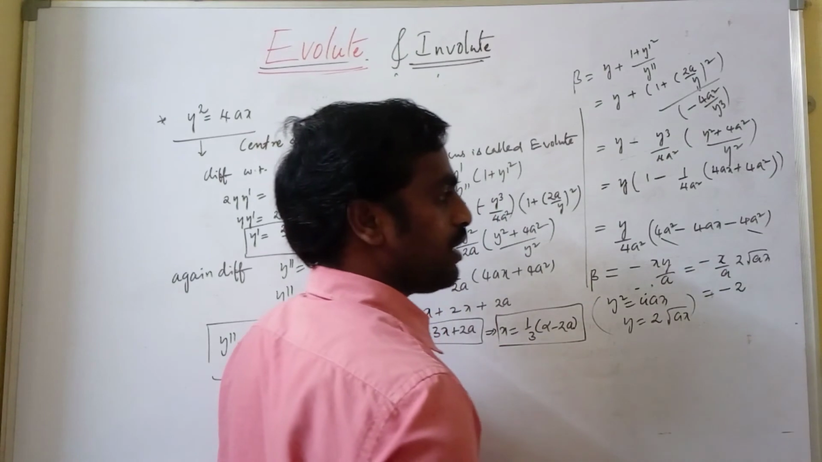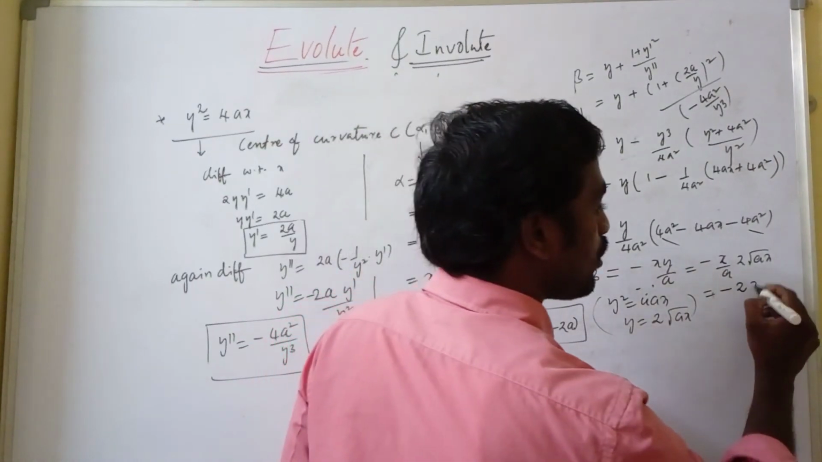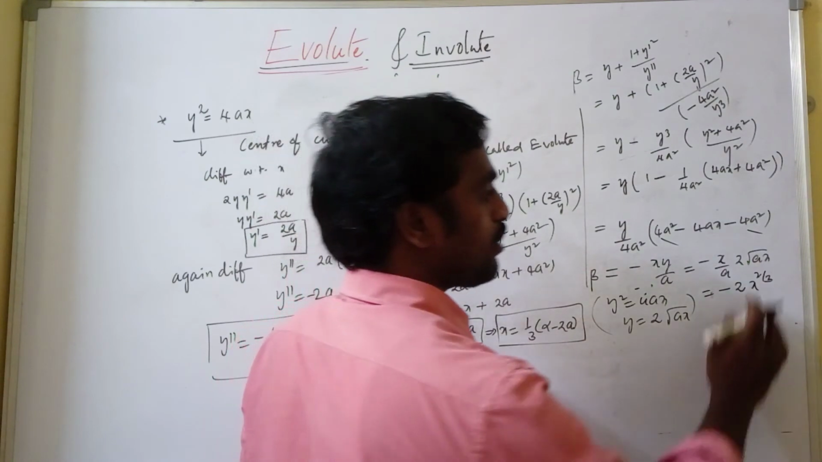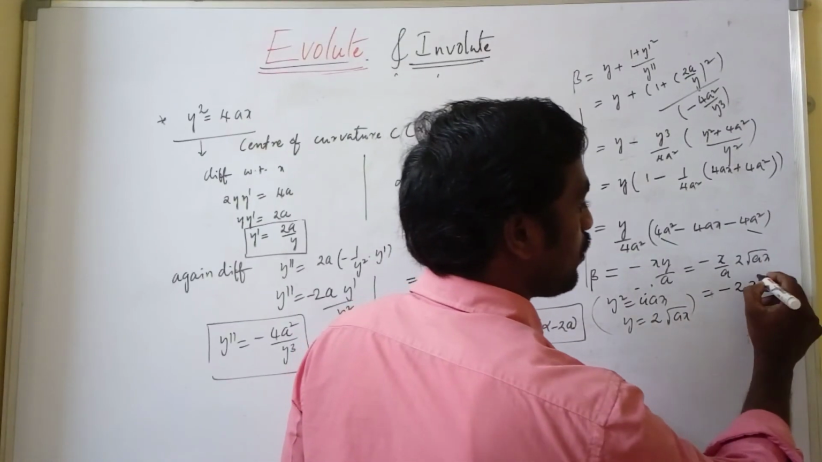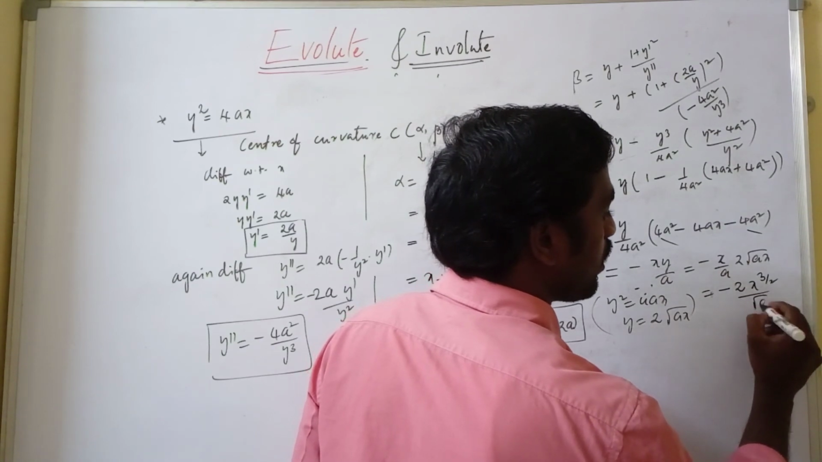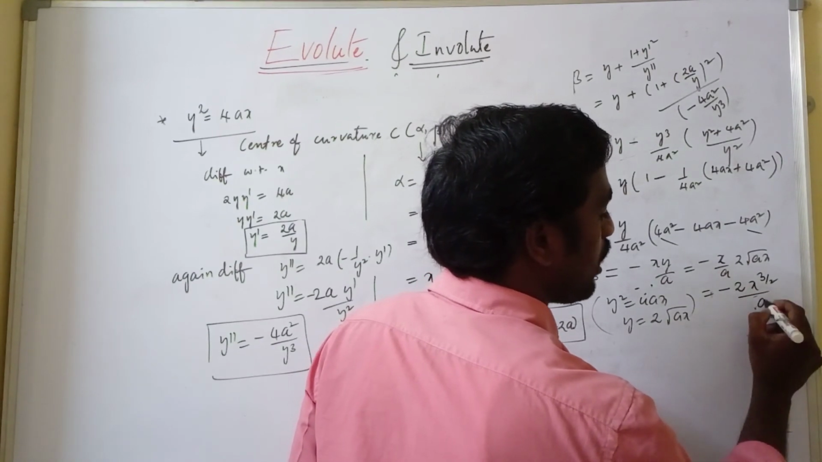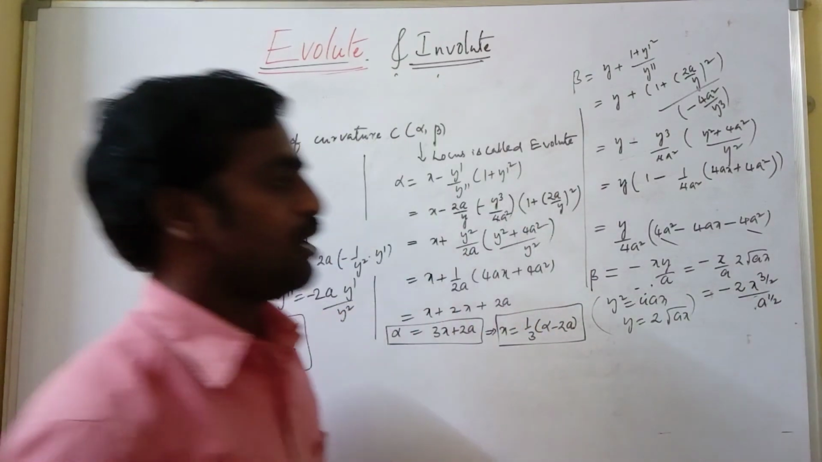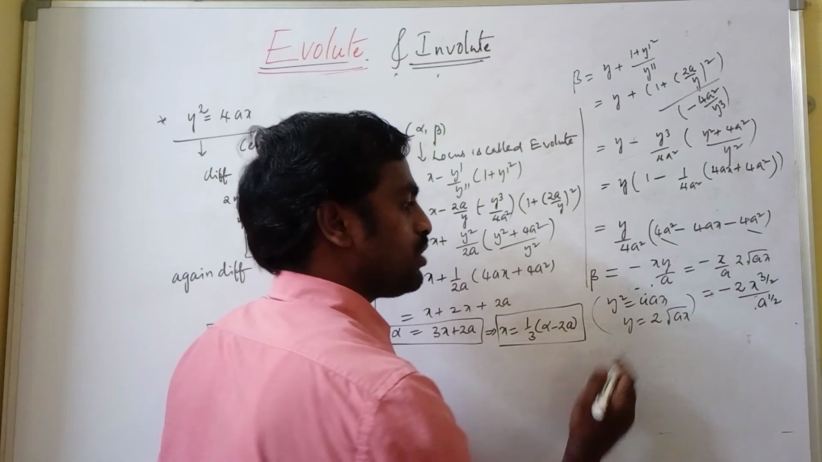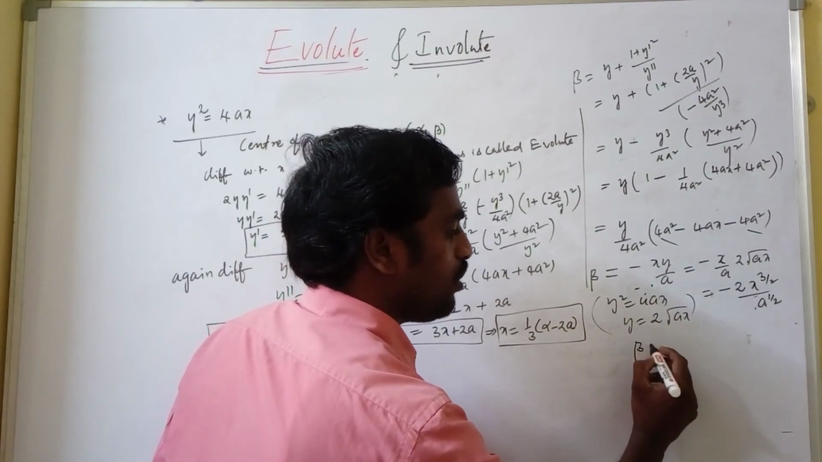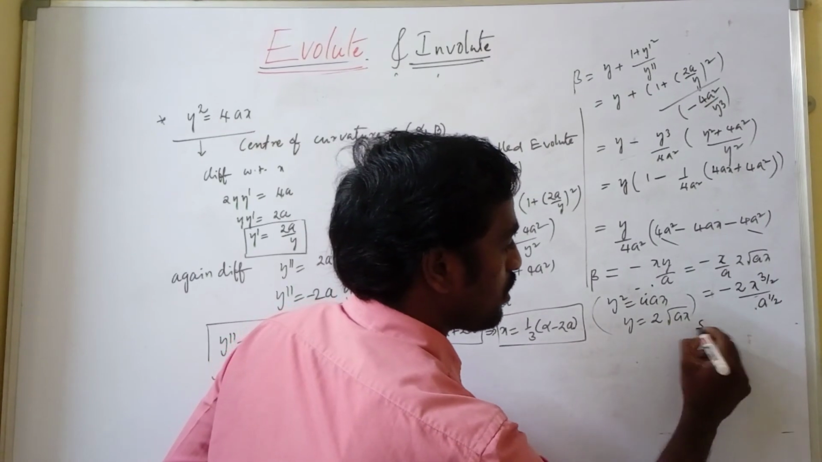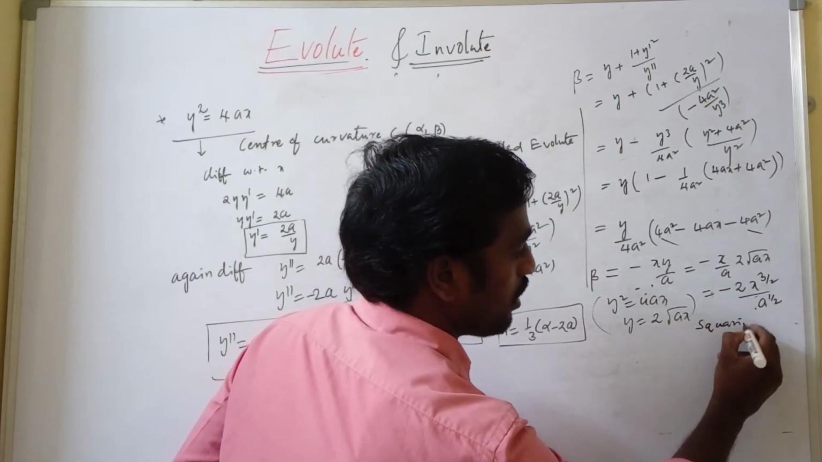Which is equal to minus 2, next x to the power of 3 by 2, sorry, 3 by 2. Next, the denominator is root a, otherwise a power 1 by 2. So now, squaring on both sides, finally you get the beta value. Squaring on both sides, that means beta square.